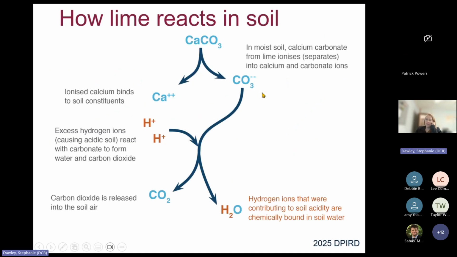And so how it reacts in soil, in moist soil, calcium carbonate from limestone separates or ionizes into calcium and carbonate ions, and those bind into the soil constituent. Excess hydrogen ions caused by the soil being acidic react with this carbonate to form water and carbon dioxide. Carbon dioxide is released into the air, and the hydrogen ions that were contributing to soil acidity are chemically bound in soil water.